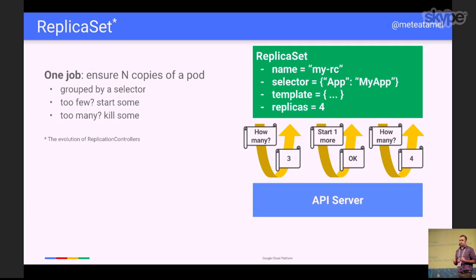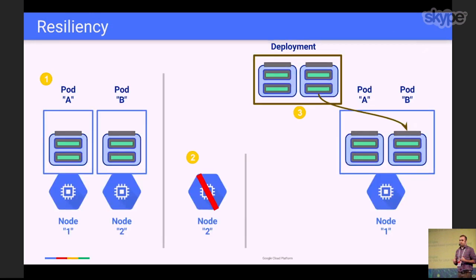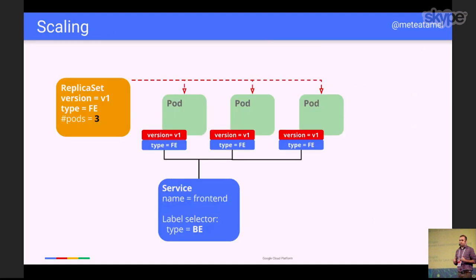And then replica set will constantly ask the API server how many pods are running. If we have 3, then it will start more. If we have 4, then it will just wait, right? So it will always make sure that there are 4 pods running at all times. So for example, in this case, let's say we have 2 pods, pod A and pod B, and pod A is living on node 1, and pod B is living on node 2. If something happens to node 2 and node 2 goes down or goes away for whatever reason, then replica set will watch this, and it will reschedule pod B onto the other existing node 1. So it will just do that automatically for you, okay? So that's the resilience that you get from replica set.